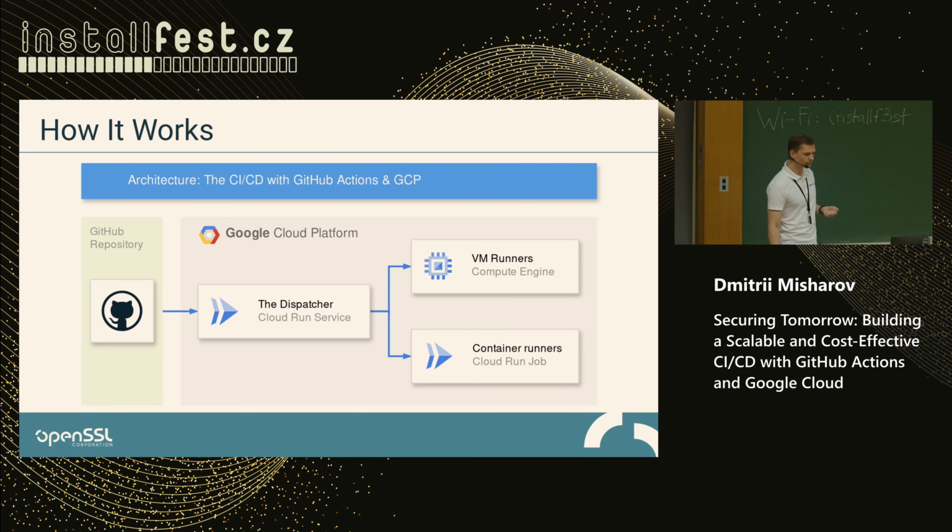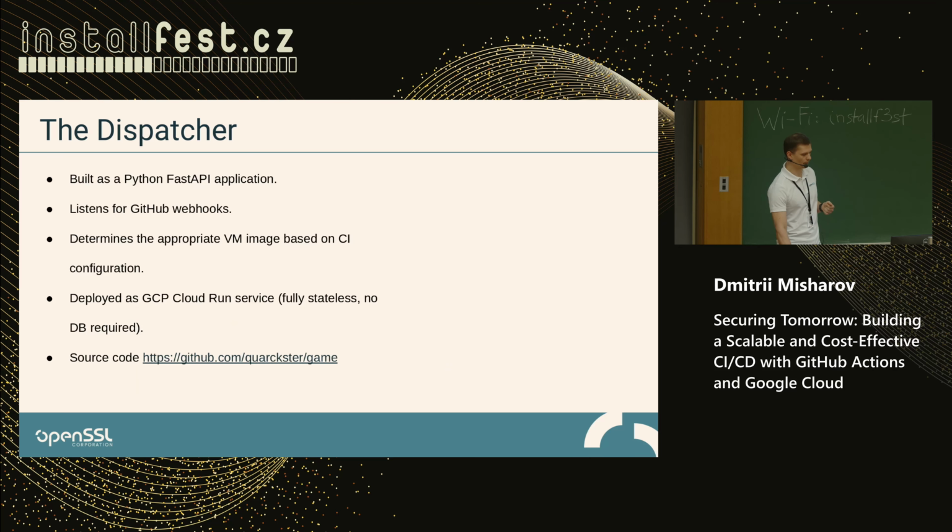And this is a small diagram. It's really simple, nothing fancy. We have a GitHub repository and our dispatcher service, which is also running as a service on Google Cloud, and which can communicate and spin up VMs and containers, which I will talk about later, on how we run containers with that setup.